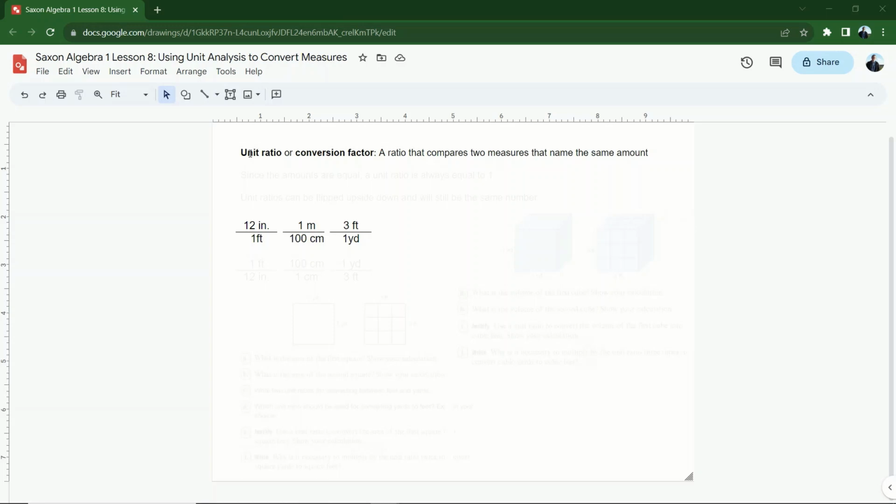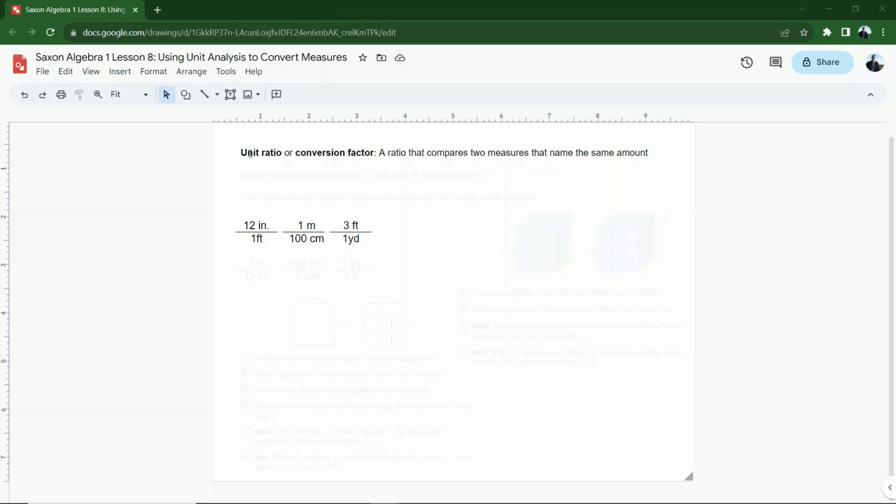Hey, what happens when you divide a number by the same number, like 5 divided by 5, or 8 divided by 8, or -2 divided by -2? When you divide a number by the same number, you always get 1. And that's exactly what we're doing here. 12 inches is the same amount as 1 foot. I'm dividing a number by an equivalent number. And because I'm doing that, I actually am just looking at a fancy expression of the number 1.